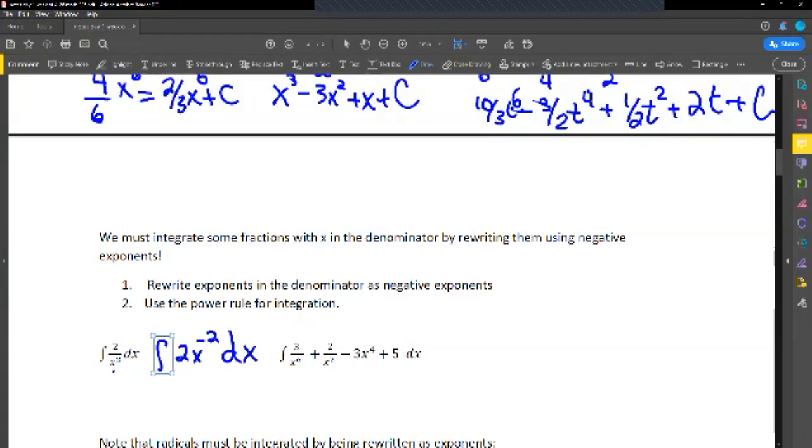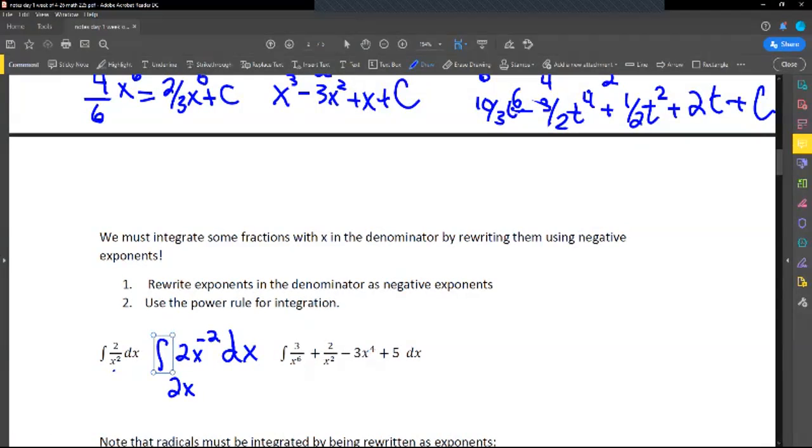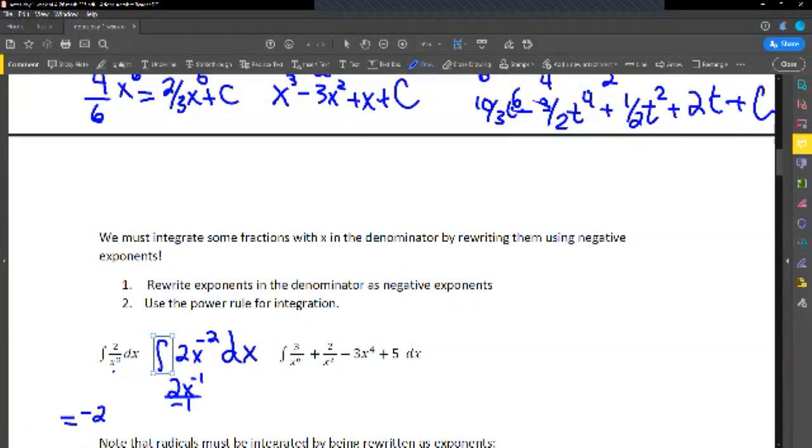Now I can use that power rule. So I'm going to raise the power by 1. So be careful with this. You're not going to negative 3 because negative 2 plus 1 is negative 1. So it's 2x to the negative 1 divided by negative 1. And I can rewrite that as negative 2 over x plus c. Okay, so remember the negative exponent means it's downstairs.